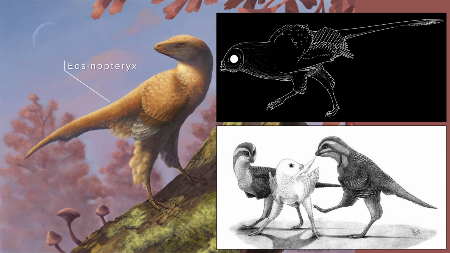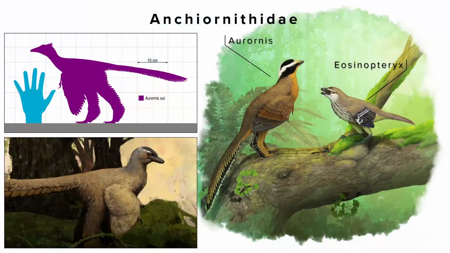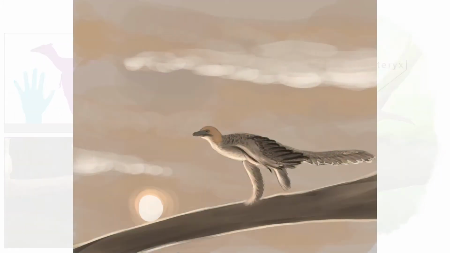There is some extra art of it, a little more on the creepy side, possibly walking around in the night and stalking some prey, probably some insects also. And one last that I want to show is Aurornis. So here it is next to Eosinopteryx. Again, a small animal. And this is one more picture before we move on.